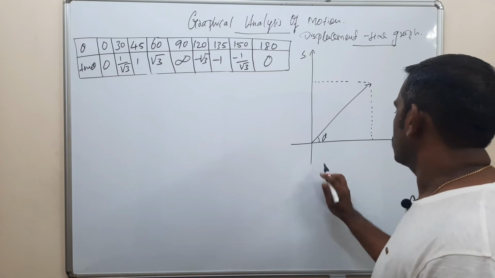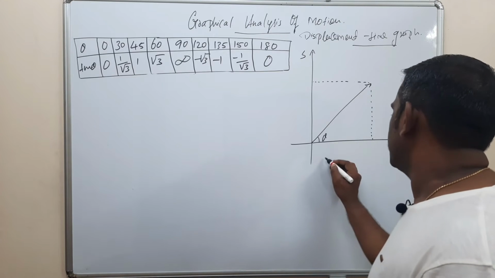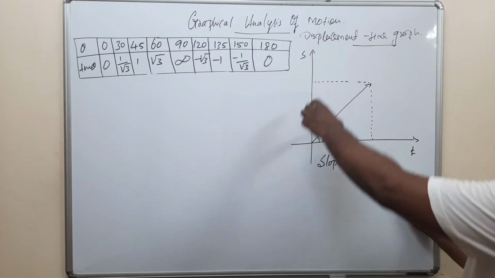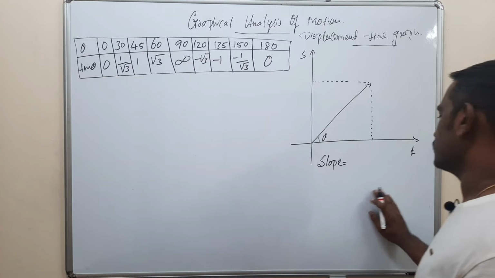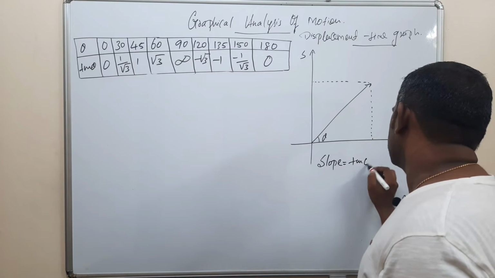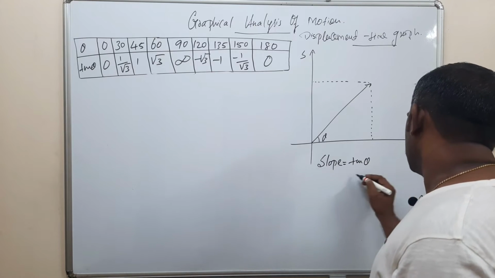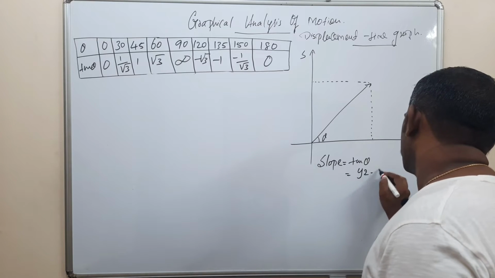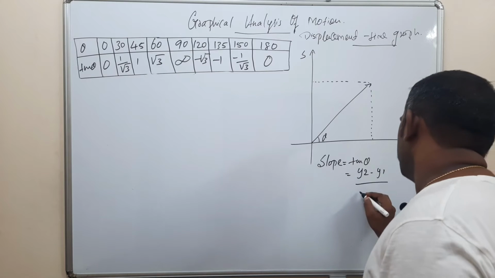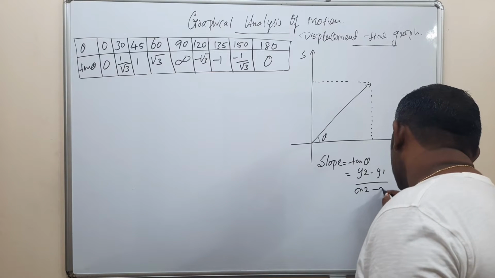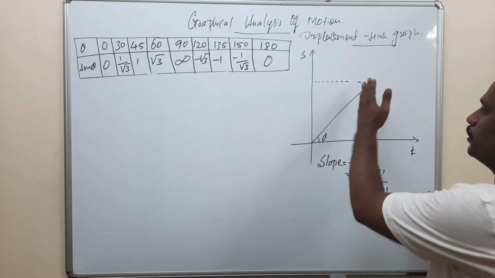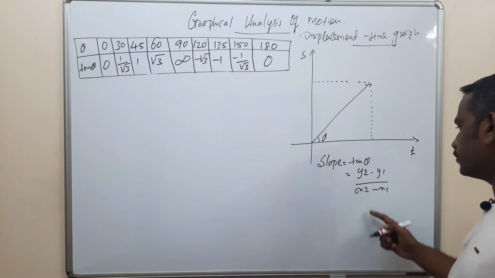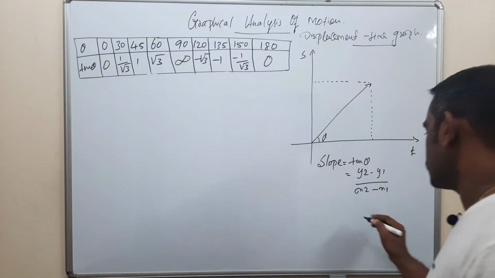So the slope of this displacement time graph is equal to tan theta. Tan theta is equal to perpendicular by base, that is y2 minus y1 divided by x2 minus x1. Tan theta formula, that is perpendicular by base, so y2 minus y1 divided by x2 minus x1.